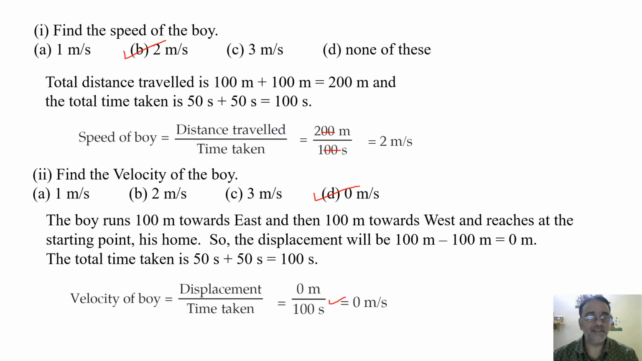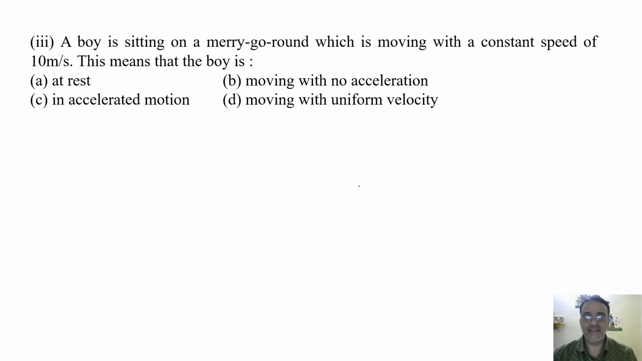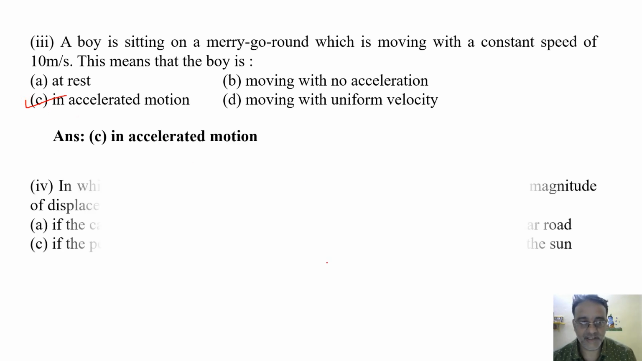Now we'll move toward the third question. A boy is sitting on a merry-go-round which is moving with a constant speed of 10 meters per second. This means that the boy is at rest, moving with no acceleration, in accelerated motion, or moving with uniform velocity. So the correct option is in accelerated motion. Now we'll move toward the next question.